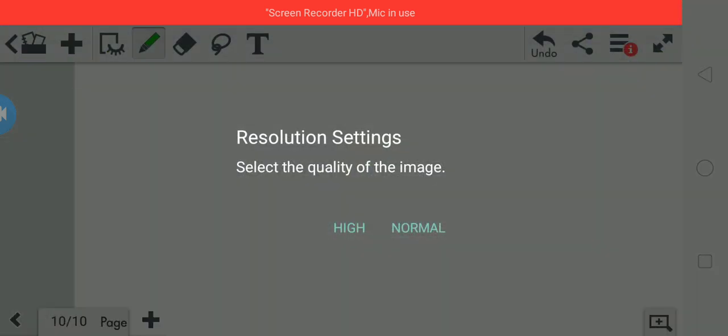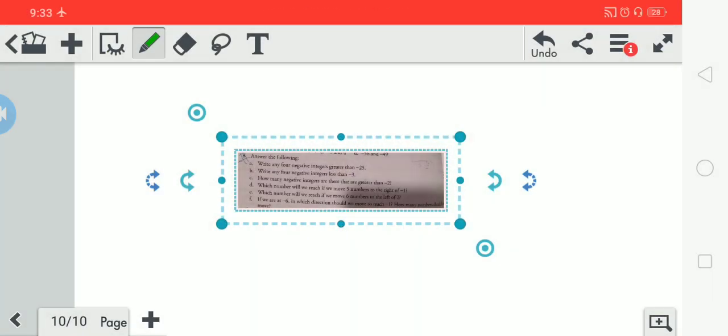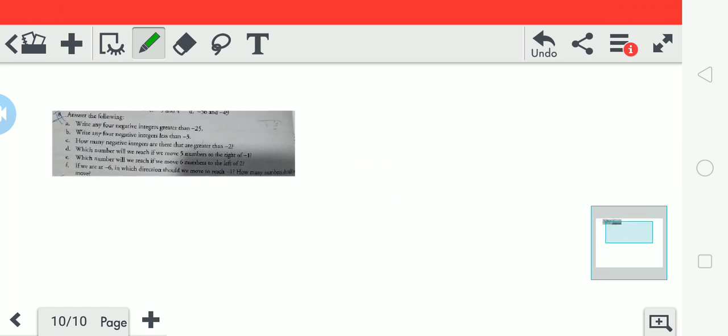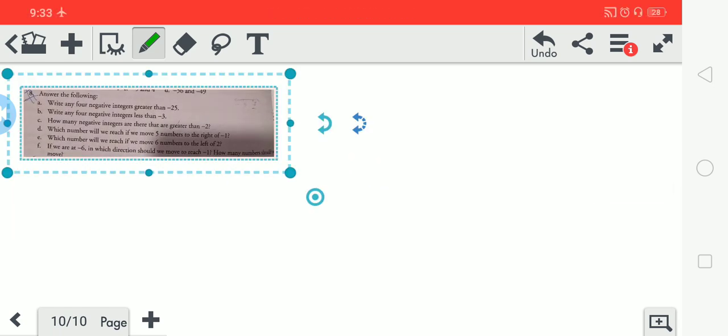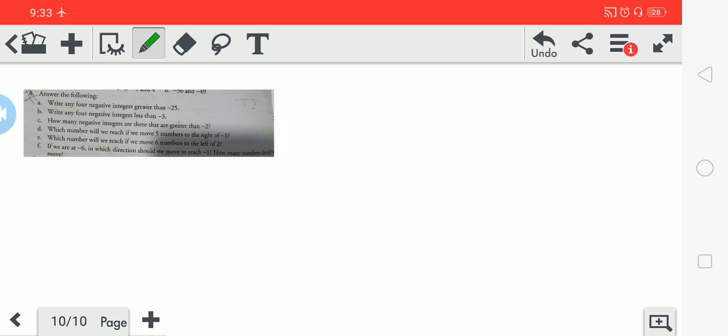Yes. Here is your question number 8 on page number 66 itself. Now your first question is, write any 4 negative integers greater than minus 25. We want the negative integers greater than minus 25. So the important statement here is greater than minus 25.